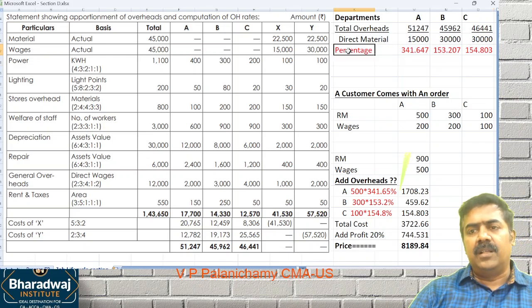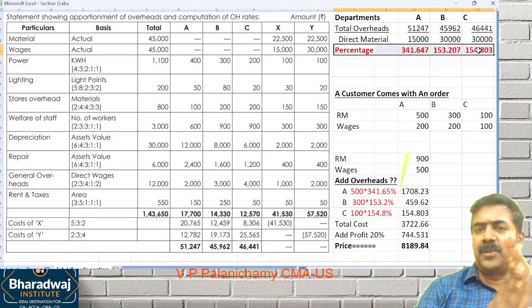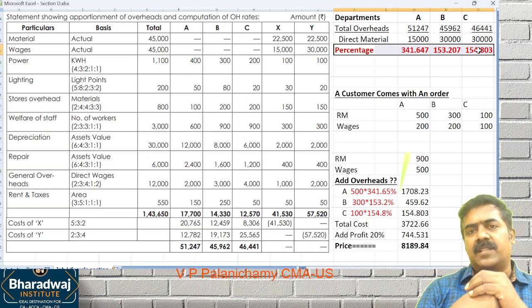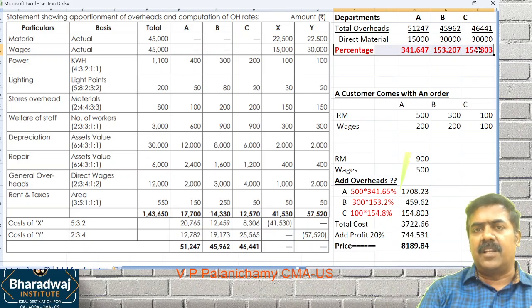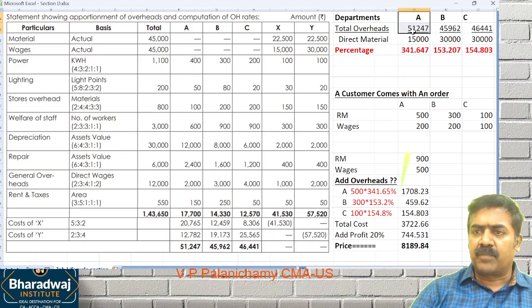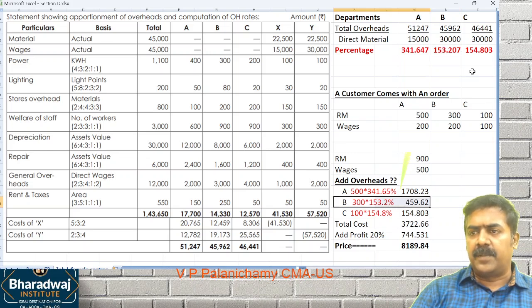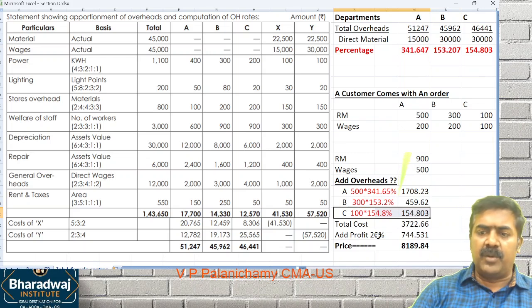You go to a jewelry shop, you purchase an ornament, they put making charges as a percentage: 5%, 10%, 3%, 20% like that. Here the percentage is 341%. Department A, whatever is material consumed into 341%. Department B, whatever is the material consumed into 153%. Department C, whatever is the material consumed into 154%, like that we work out.